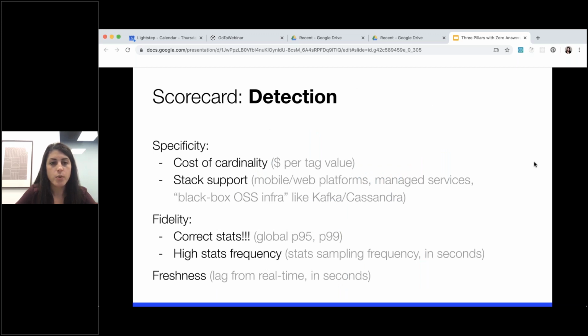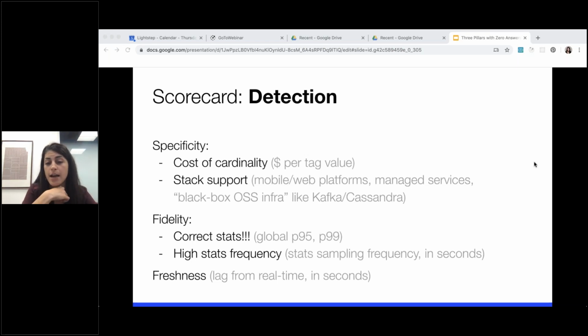So let's dive into the scorecard for detection. So here is the scorecard for detection. If you buy the argument earlier that observability is about detection and refinement, then we can dive into what the scorecards for those two activities look like. For detection, it's really important to understand the cost of cardinality, and it also helps in understanding if a particular tag is correlated with a regression, which I was showing you earlier through metrics.